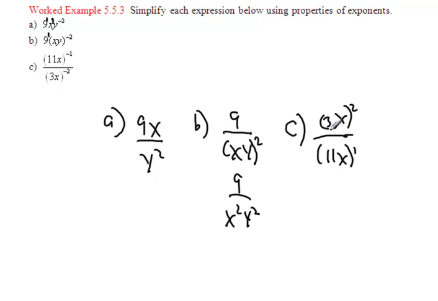Now we should probably finish this off by simplifying a bit. Because of the parentheses, the exponents apply to each. 3 to the second is 9. But that doesn't burn the exponent. It still applies to the x as well. So it's 9x to the second, over 11x to the 1, well, that's just 11x.